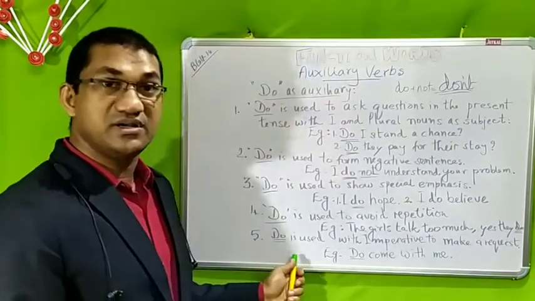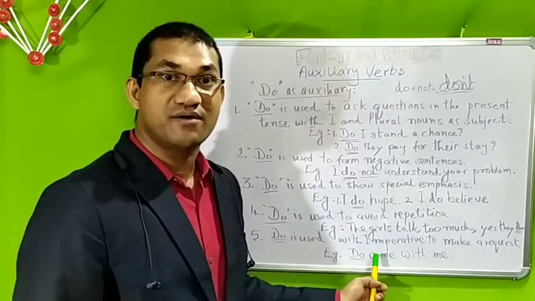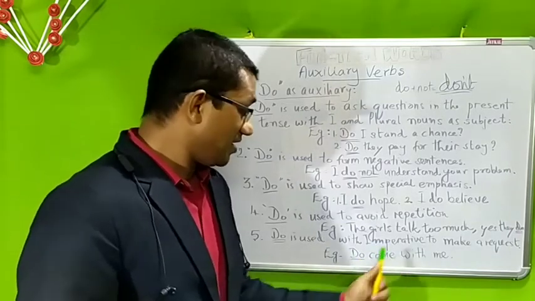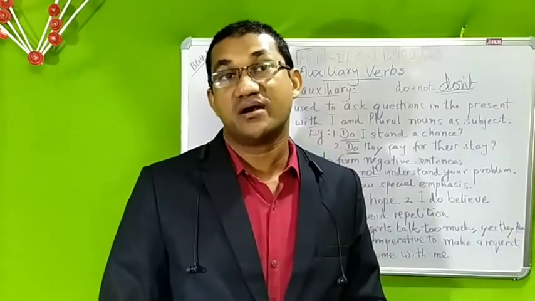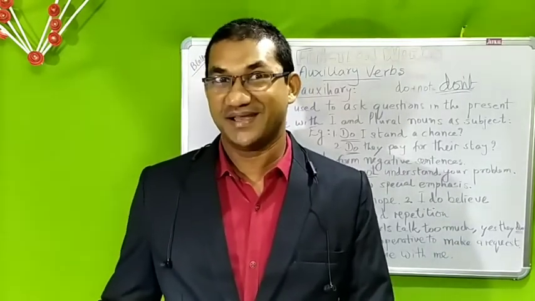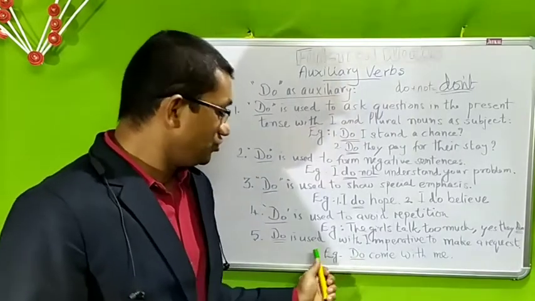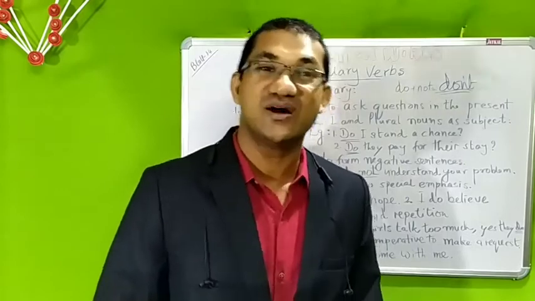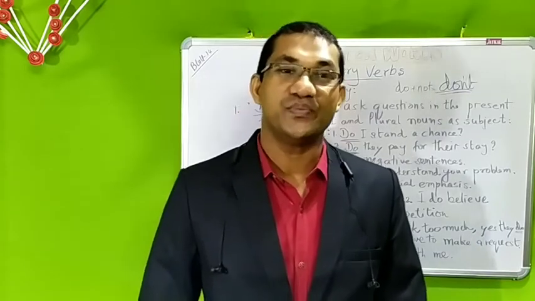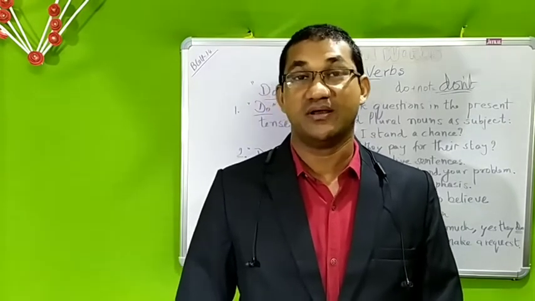Now we come to one more. The fifth use is that do is used with imperatives to make requests. Commands or requests are known as imperatives. Do come with me. It is of course a request. Do come with me, let's go out. Do follow me. Do write a letter to me. Do text me. All this is the usage of do in the imperative to make a request. So these are the five important uses of the auxiliary verb, the function word do. Next we will look at the uses of did or even does in the next session.